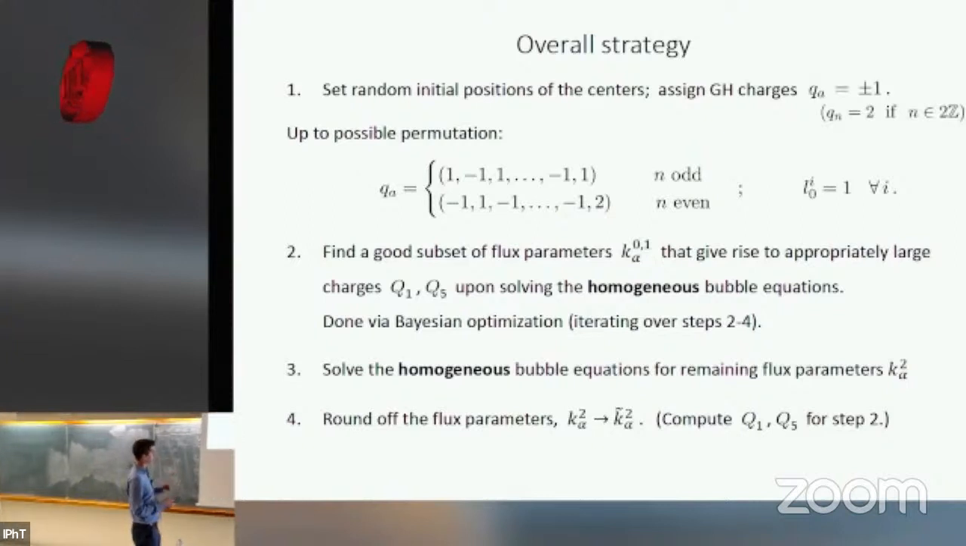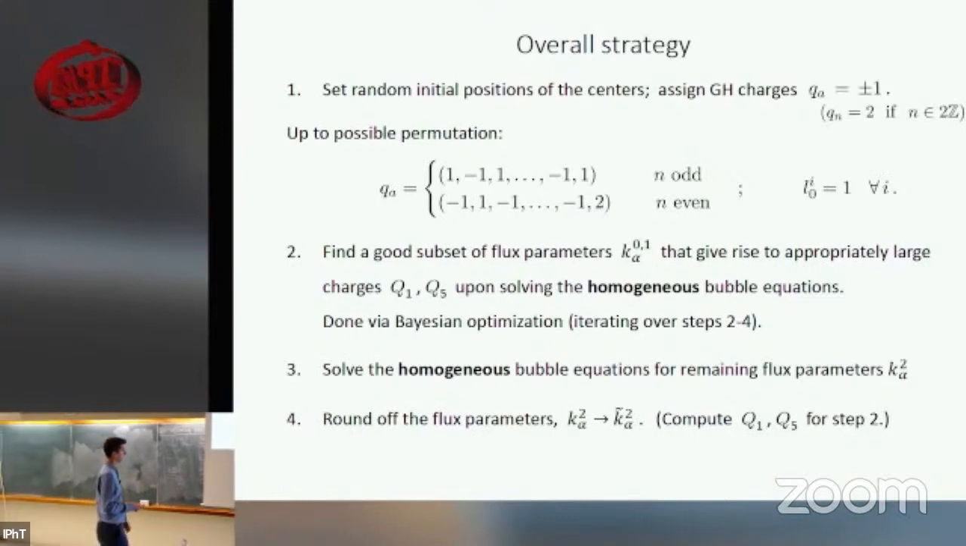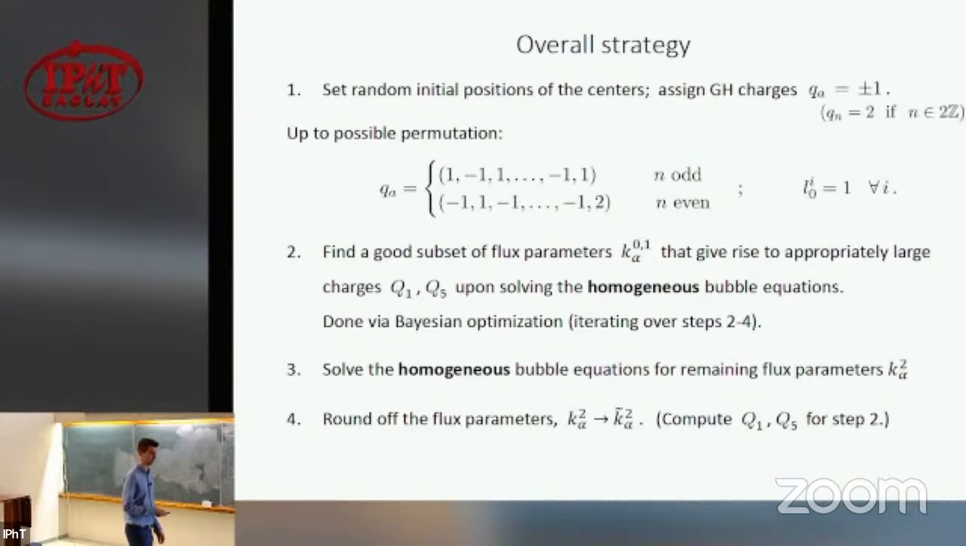And we do that by iterating over these steps. So we let the algorithm generate randomly some candidate. We solve the homogeneous bubble equations for the remaining flux parameters. That's a direct analytic solution. Then we do the step of rounding off those flux parameters, so we no longer have a solution, it's only an approximate solution. And then we're going to compute the charges Q1 and Q5, which is only possible after we've solved the homogeneous bubble equations, and check if it's good enough, and then do a CTC check. And so this Bayesian optimization will cycle through various candidates before it chooses something good to pass onwards.